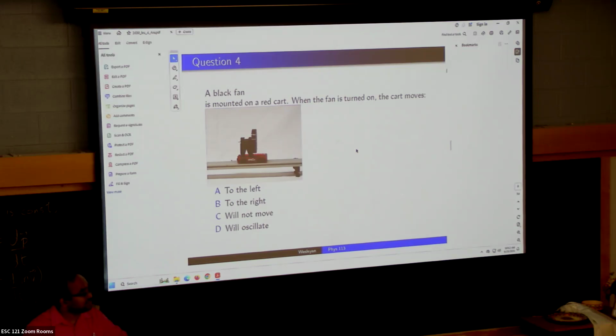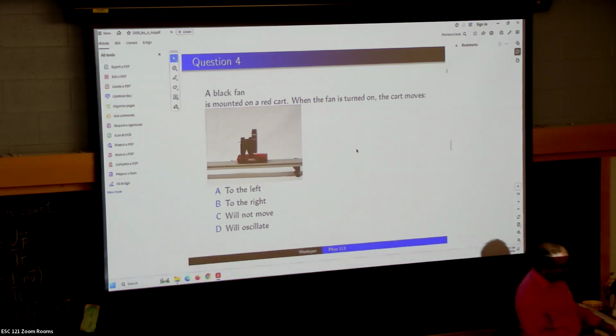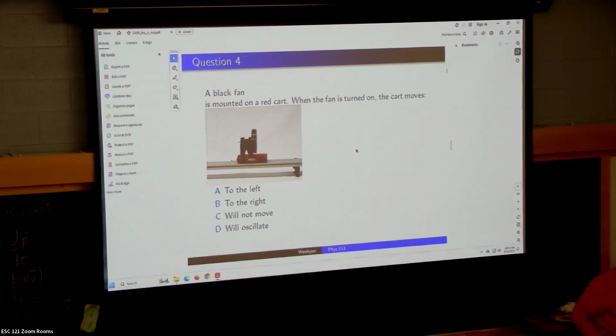You just need to know that it's going to blow air away from the fan. All right, so what do you think? Okay. Most people say it will move to the left. Let's check. Yep, it moves to the left.